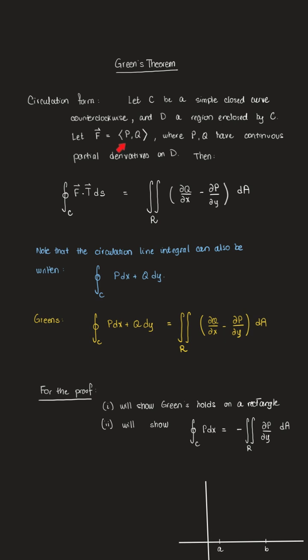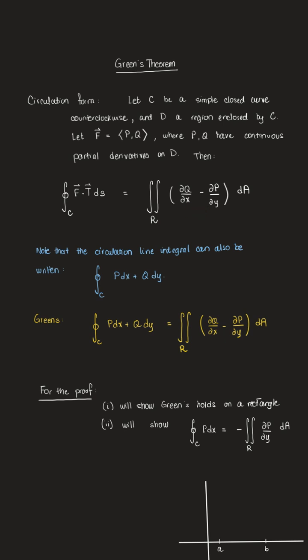Let's suppose that our vector field is also two-dimensional with two components, and both P and Q have continuous partial derivatives on the region. Then we can evaluate the circulation integral, which is flow over a closed curve, by finding the double integral of the k component of the curl. So this represents circulation density within the region that's enclosed by our curve. This theorem is saying that if we measure the circulation along the boundary of a region, that will be equal to measuring circulation density on the inside.